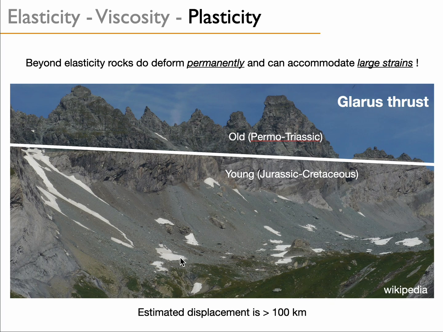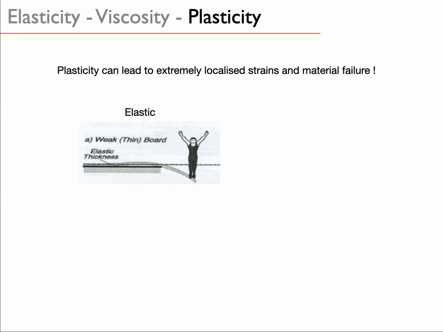it's a huge displacement over a very thin shear zone that makes a very large strain. So the strain is extremely localized in a very narrow fault. That is a manifestation of frictional plasticity.